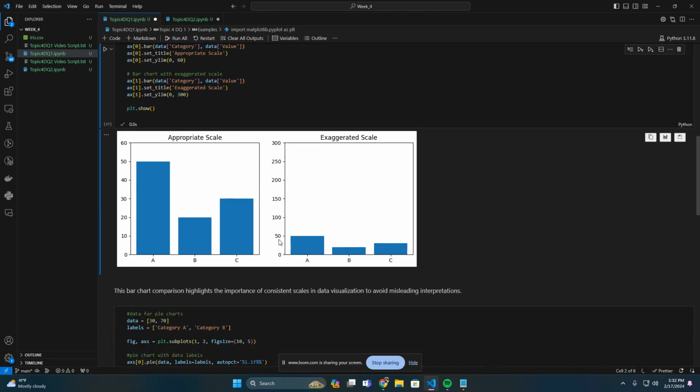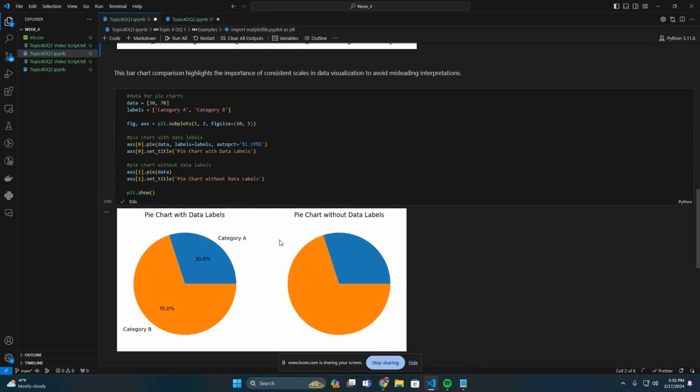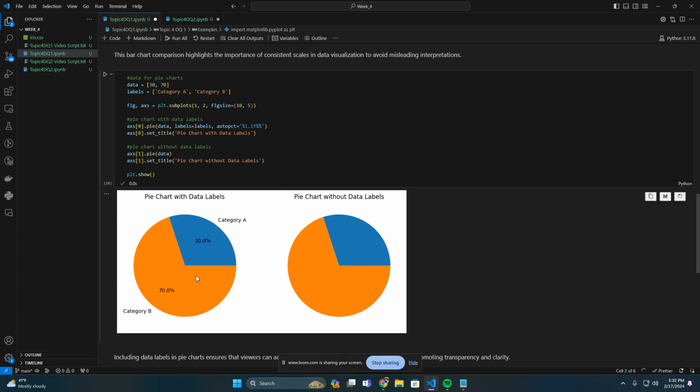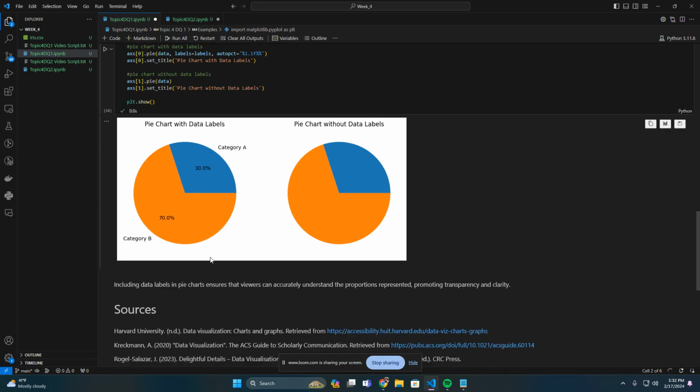Something like that. But also this pie chart, on the left, we have our accurate labels, and on the right, we have no labels. Without those labels, it really looks like, oh, well, this little chunk isn't that important, but it's actually 30%, which makes it significant. So not including those can be really misleading.